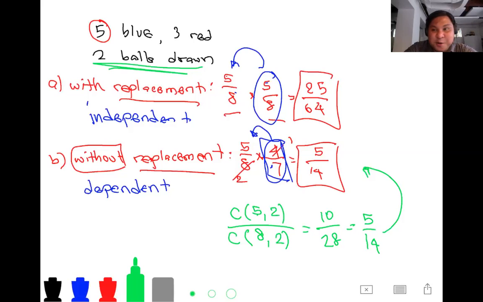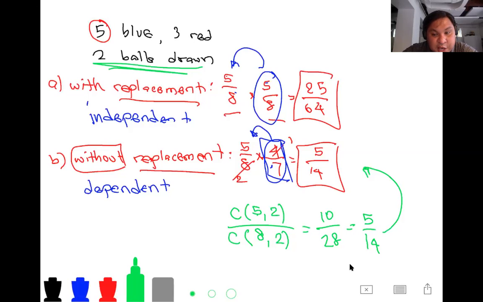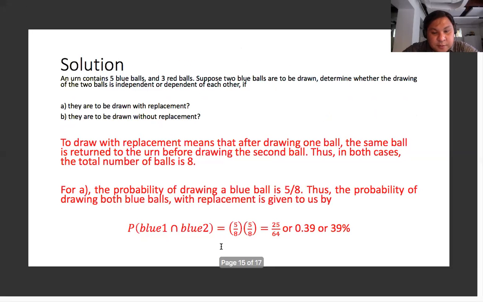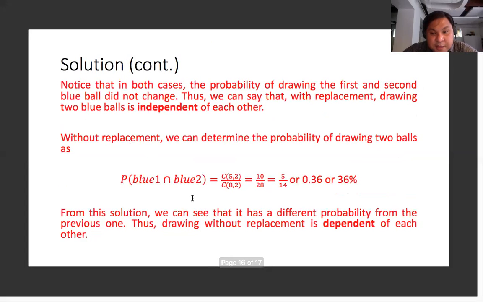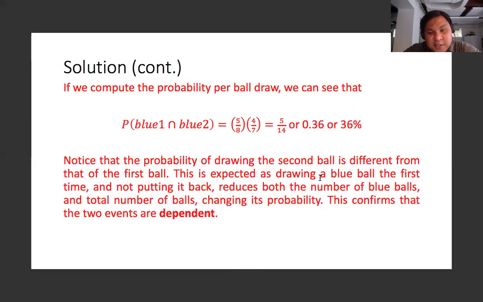I hope this lesson has been quite clear. Oh, wait, let's just check whether the answers were correct. So the first one is 25 over 64, 39%, independent. And then the other one is 36% chance. Actually, it got smaller, huh? Yes, okay, it got smaller.